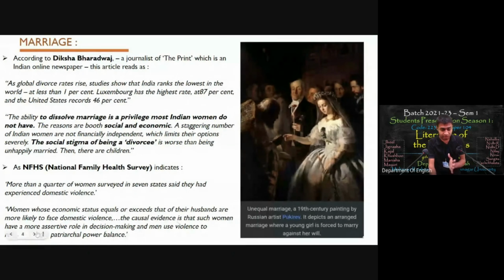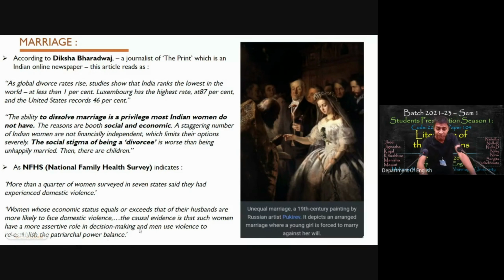that such women have a more assertive role in decision making. So if they are earning, it means they have their own place in the house in decision making also. And men use violence to re-establish the patriarchal power balance. So men use violence to say that you are not supposed to go outside of the home and earn money by yourself. Whatever you want, ask me for that. I will provide you, but within the limitation of this house and within the limitation of society. Whatever I tell you, you have to do. All these things are there.